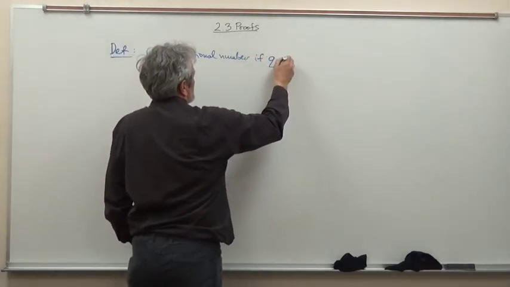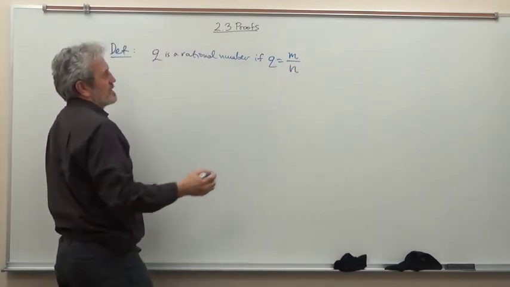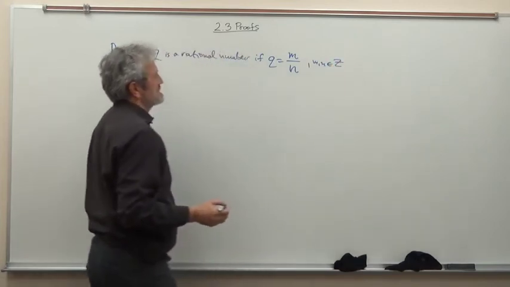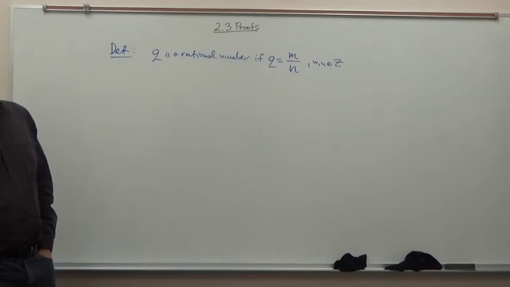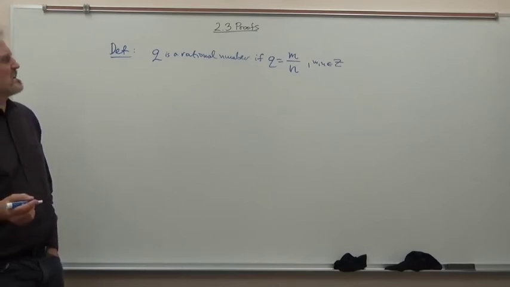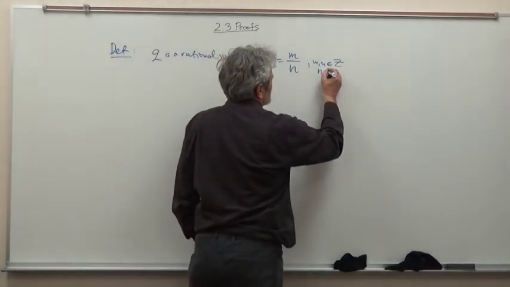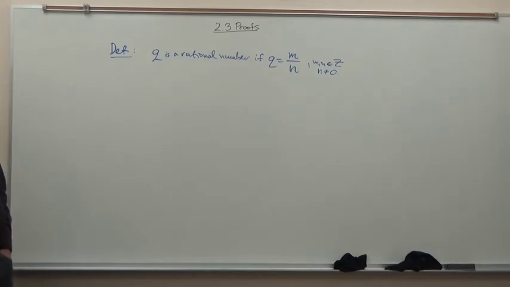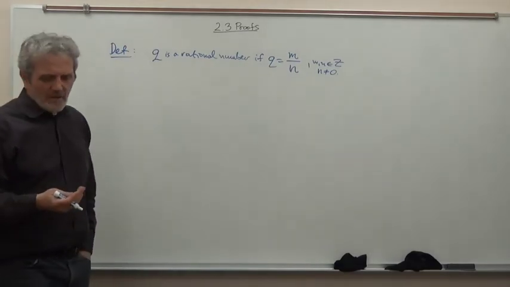if q is basically a fraction, m over n, where m and n are both integers. And what else is very important? That n is not 0. Sometimes we also say that n is positive on its own, but generally we'll just say n is not 0. So if you can find those witnesses m and n so that you write your number as a fraction, then you are saying that q is a rational number.